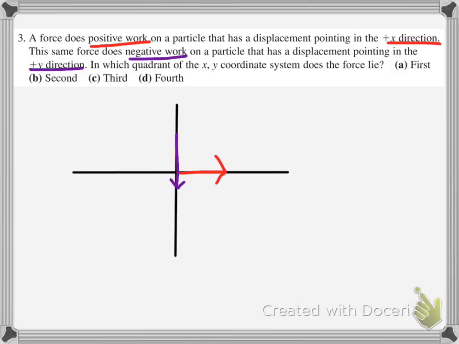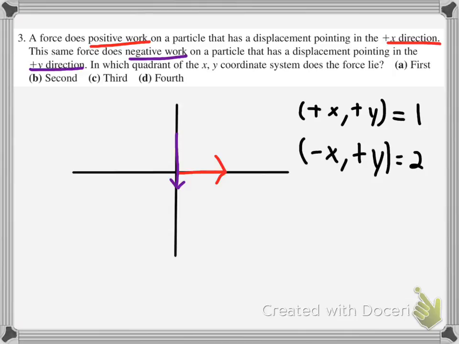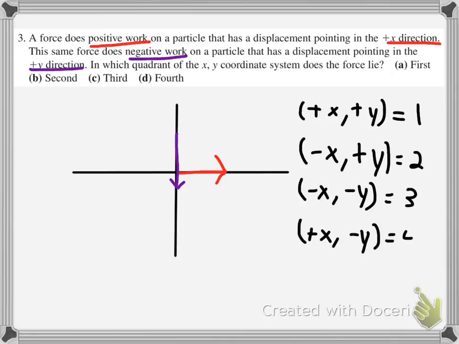So for a force to be in the first quadrant, it would have to have a positive y and a positive x. For a force to be in the second quadrant, it would have to have a negative x and a positive y. For it to be in the third quadrant, it would have to have a negative x and a negative y. And for a force to be in the fourth quadrant, it would have to have a positive x and a negative y, which is what we have in this problem.